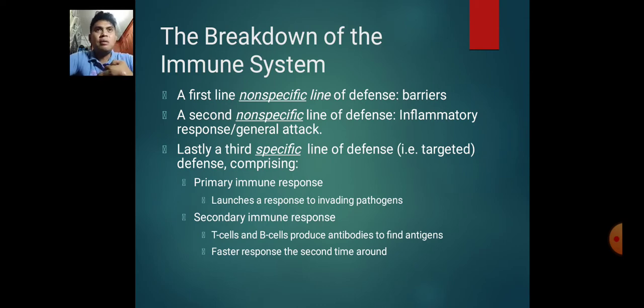Next is the breakdown of the immune system. Ano nga ba yung mga dahilan kung bakit nag-breakdown yung immune system natin? A first, non-specific line of defense, which is the barriers. A second non-specific line of defense, the inflammatory response or general attack. Lastly, a third, specific line of defense or targeted defense, comprising the primary immune response, which launches a response to invading pathogens. Secondary immune response: the T cells or B cells produce antibodies to find the antigen. Faster response the second time around. Okay po.